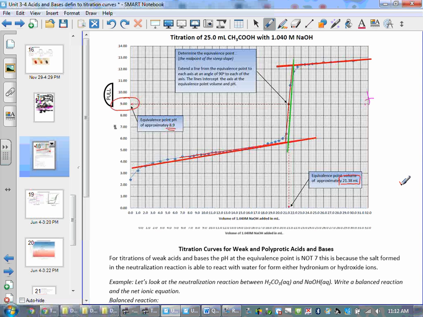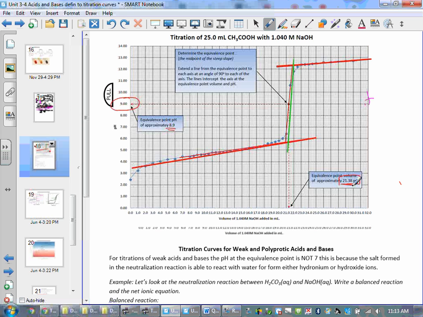So far, so good. So Brody, what do you think we're going to do with this number now? Figure out its concentration. Yeah, figure out its concentration.